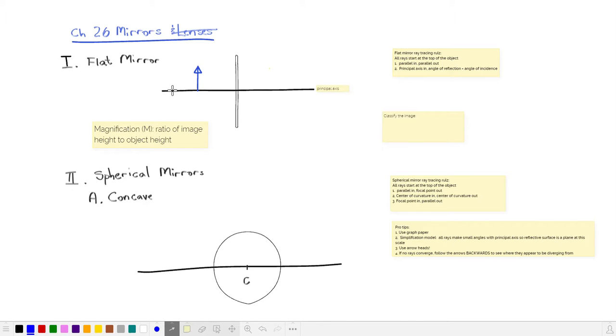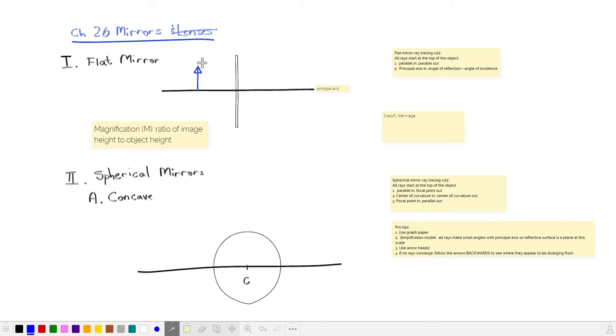We're going to be talking about the first part of chapter 26, so chapter 26.1 and 26.2. I recommend that you read those sections. The first part of the chapter just deals with mirrors. So the first mirror I'd like to talk about is a flat mirror.